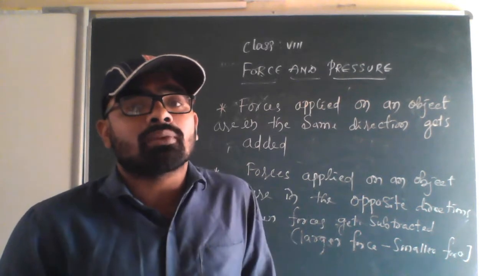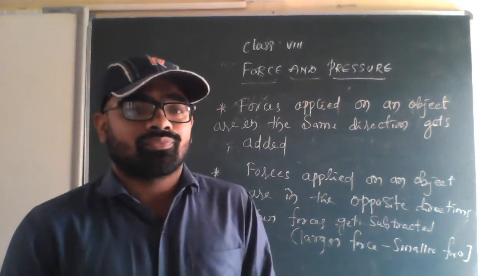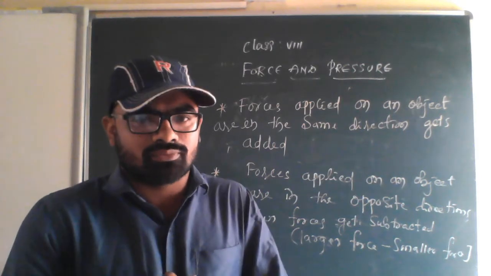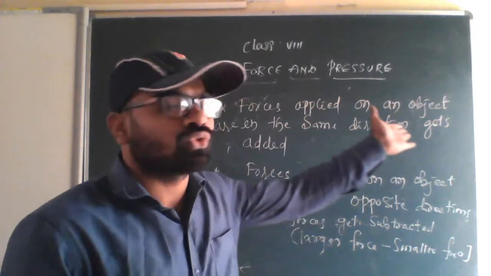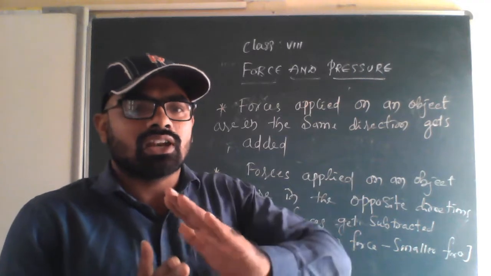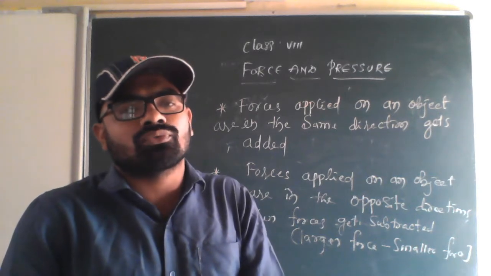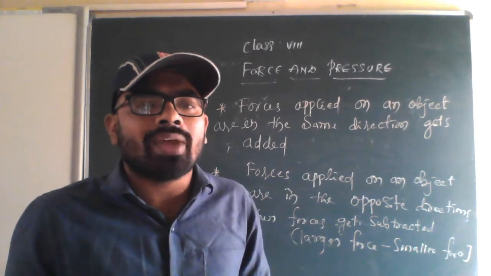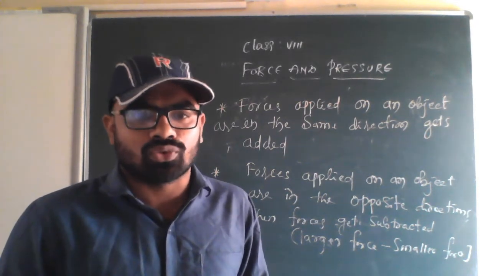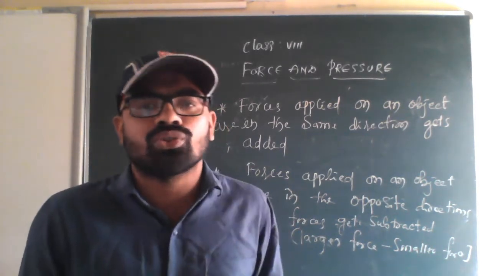If the forces applied on an object are in the opposite direction, then the forces get subtracted, or the net force, we can say, is the difference between the two forces. Here the net force is the sum of two forces in the first case. In the second case the net force is the difference of two forces, that is, larger force minus smaller force. How do we measure force? If it has more magnitude it is a larger force, if it has less magnitude it is a smaller force. The SI unit of force is Newton.